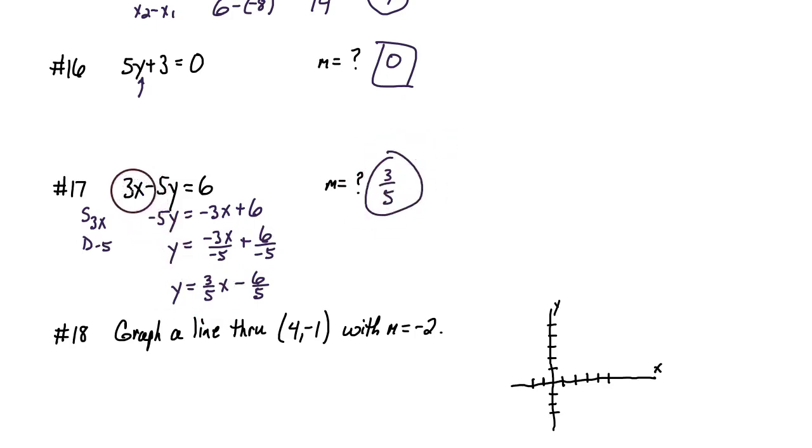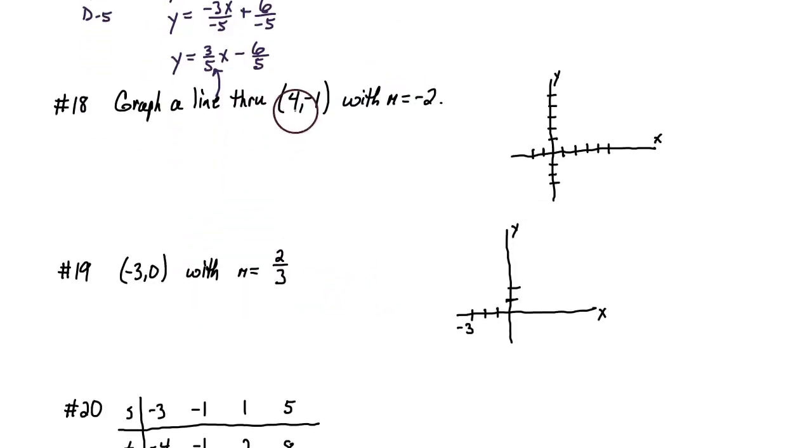So changing the equation from the ax plus by equals c form into slope-intercept form gives us a way to find the slope. Number 18, graph a line through this dot that has this slope.